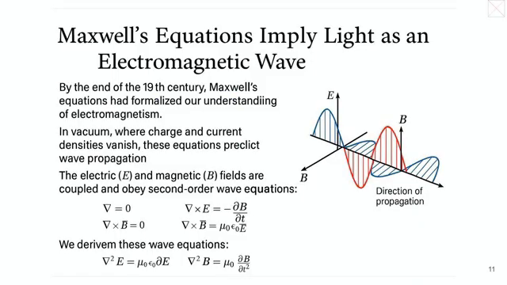Maxwell's equations imply light as an electromagnetic wave. By the end of the 19th century, Maxwell's equations had formalized our understanding of electromagnetism. In vacuum, where charge and current densities vanish, these equations predict wave propagation. The electric, E, and magnetic, B, fields are coupled and obey second-order wave equations. From Maxwell's equations one can readily derive wave equations for E and B.